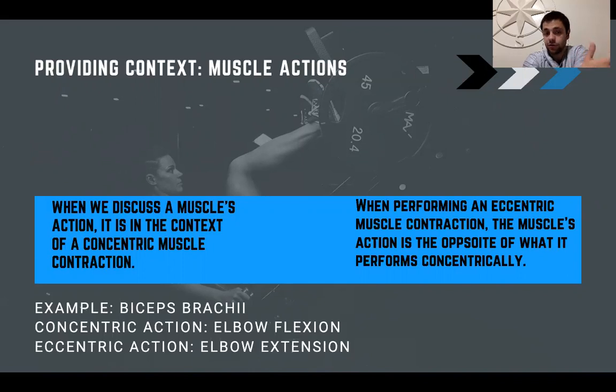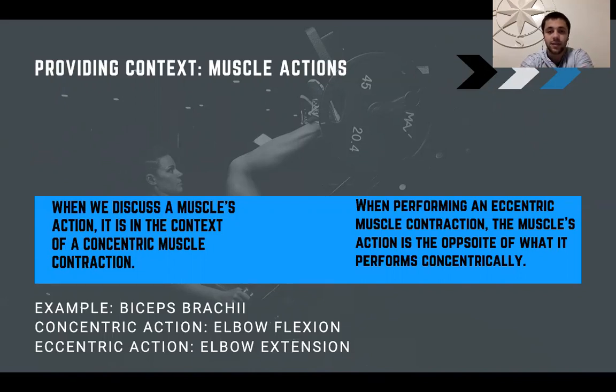Now, that's a concentric phase, right? If I'm talking about the biceps brachii doing elbow flexion, that's in the context of a concentric muscle contraction. If we look at things eccentrically, the biceps brachii is responsible for eccentric elbow extension, right? And that's the opposite direction in which we typically think of the biceps brachii. And that's because we're doing an eccentric contraction, therefore things are lengthening, and that's going to be in the opposite direction.